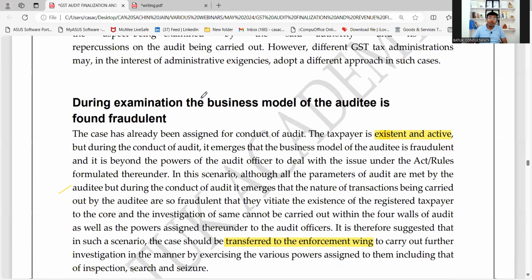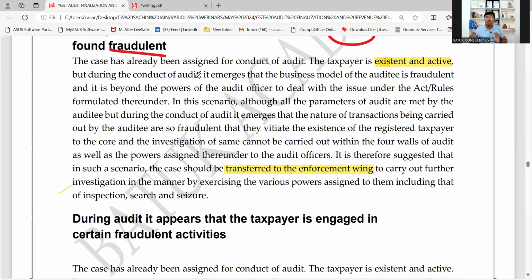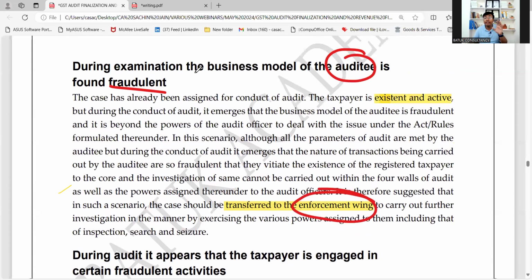During examination the business model of the auditee is found fraudulent. Business model पूरा का पूरा मॉडल ही हमको ऐसा लगा कि this model is fraud generated. Okay, so in that case, we just need to transfer the case to the enforcement wing and they are going to decide the further action. We are not going to perform the audit further. Okay, if the complete business model is found fraudulent.